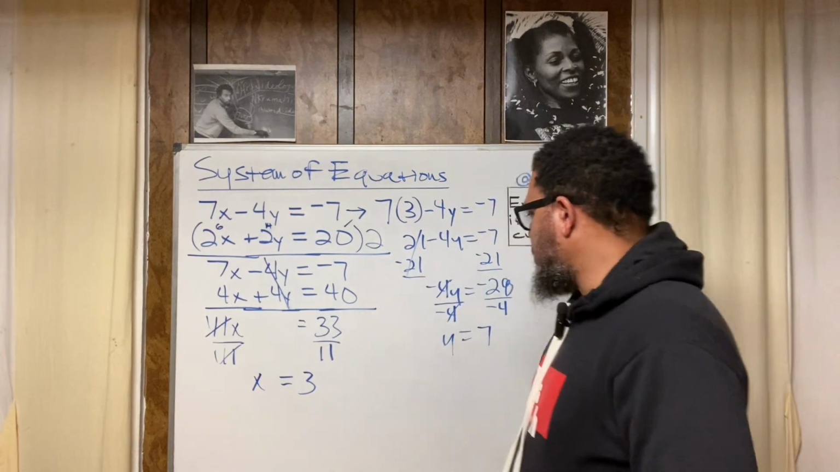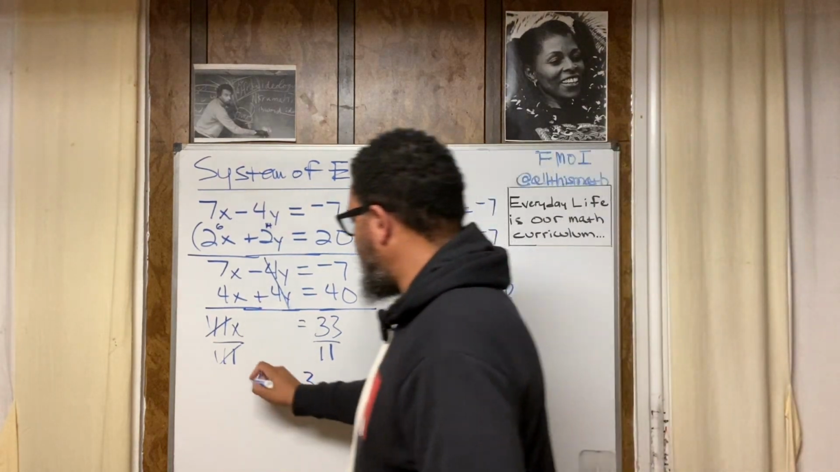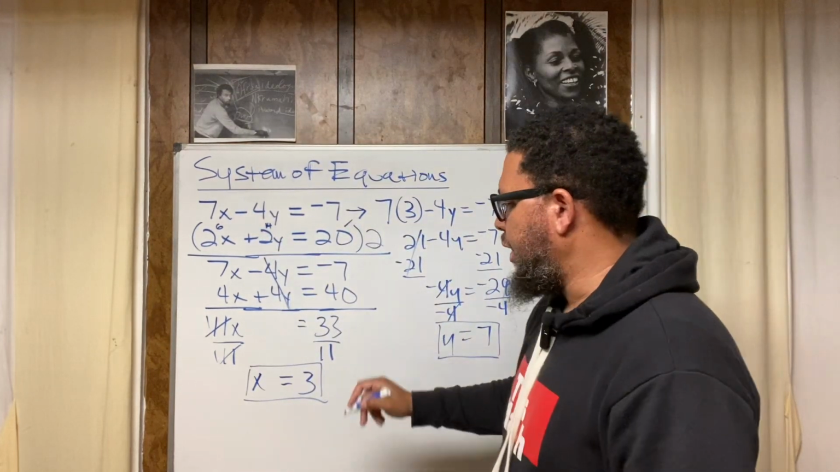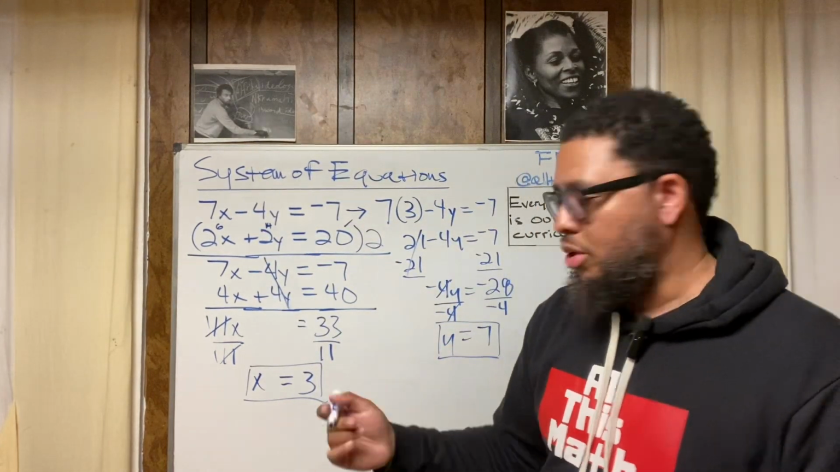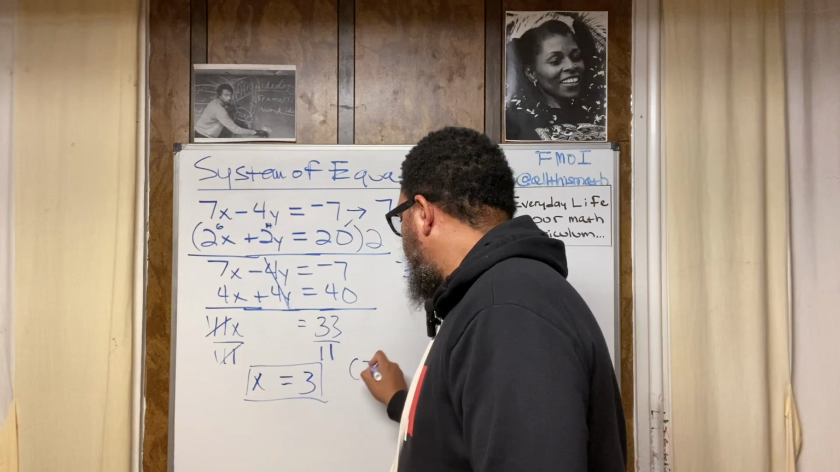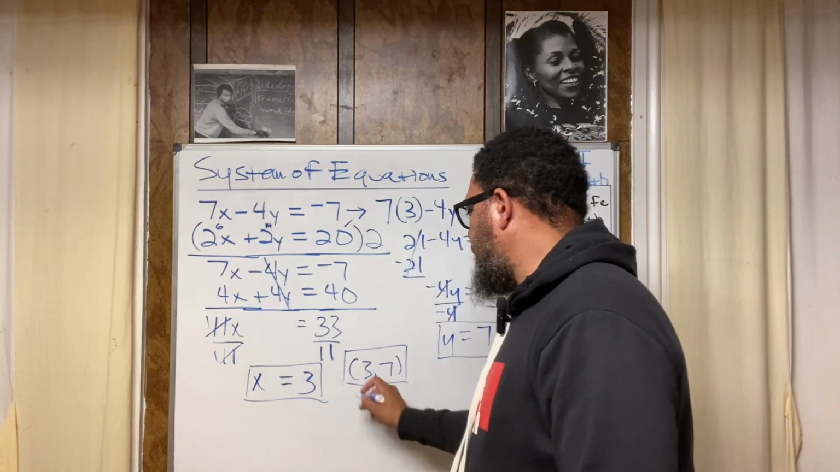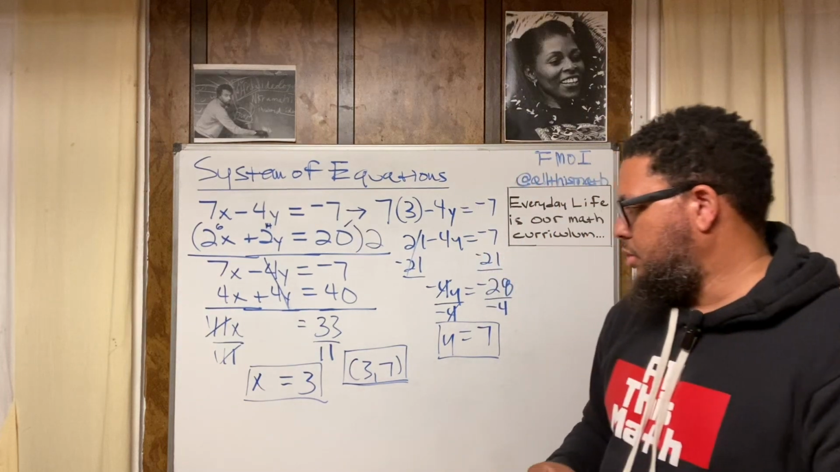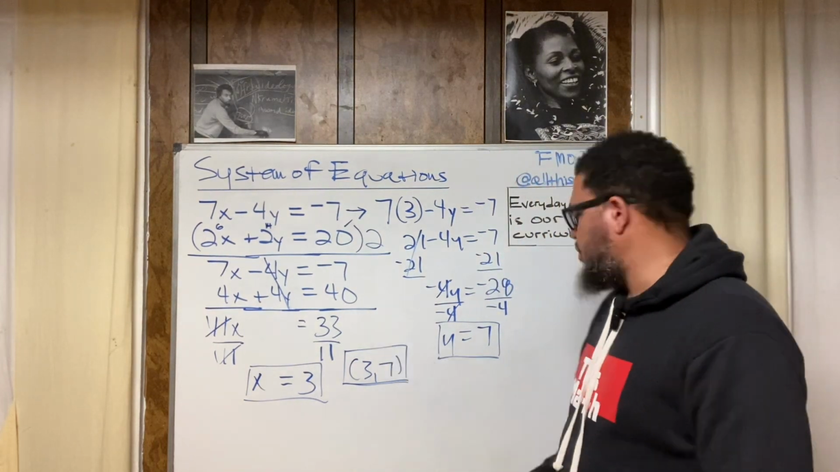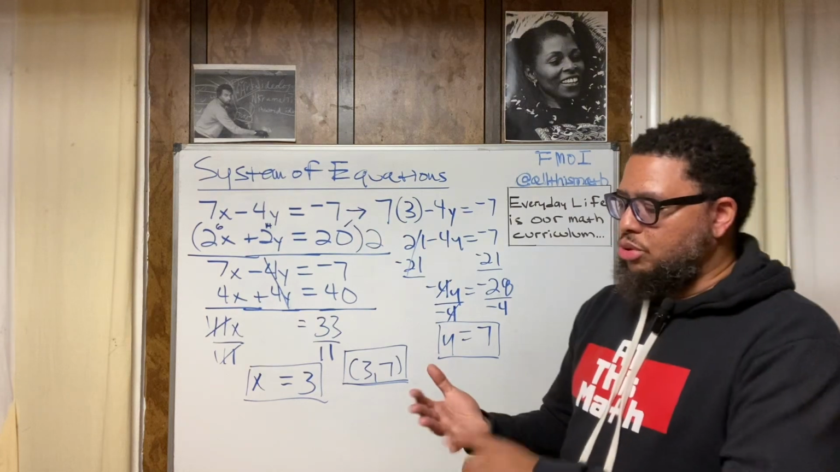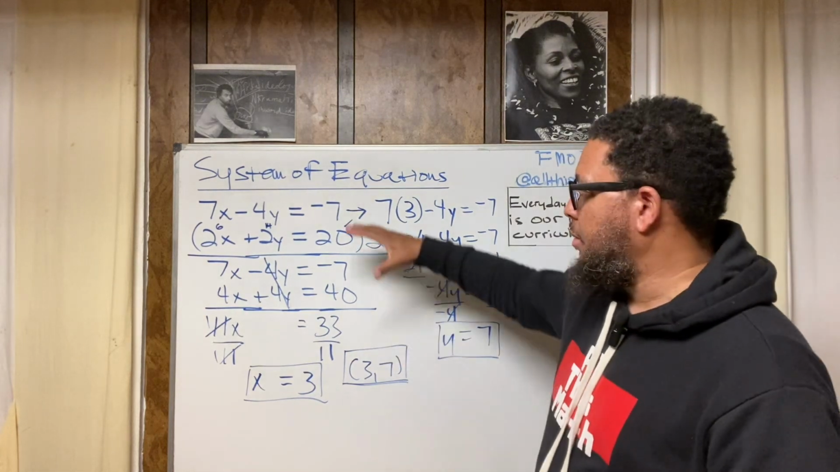So this is our solution. We could just leave it like this, x equals 3 and y equals 7, or we could rewrite it as if it were a pair of coordinates on the coordinate plane, and we could say 3, 7. We could do that. You know what I'm saying? So there are different ways to write it. But look, this is the elimination method. All right, not the substitution method, not the graphing method, but this is the elimination method.